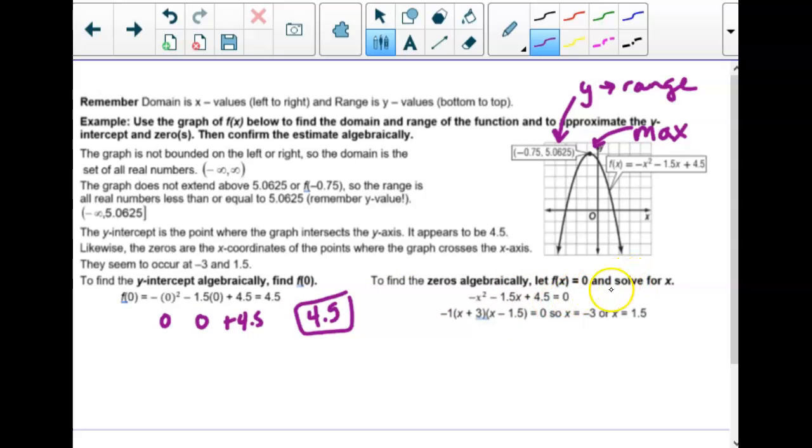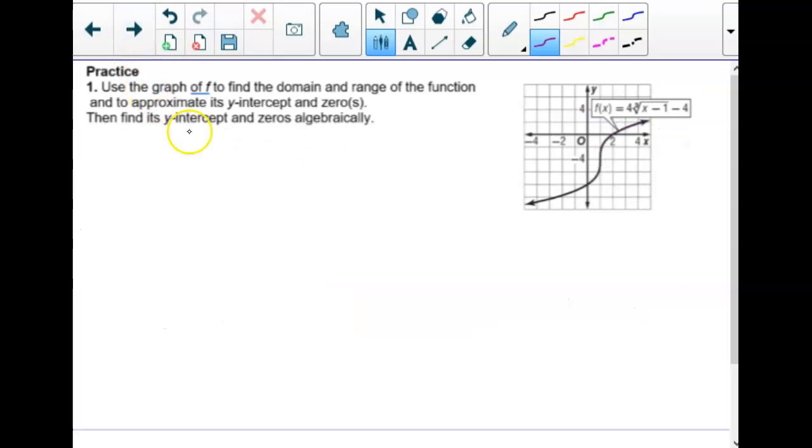Algebraically, to find the zeros, we would have to set it equal to 0. They took out a -1 and factored what was left and found out it is exactly -3 and 1.5. So we're going to use this graph and find the domain and range and x and y intercepts, and then we're supposed to do them algebraically.